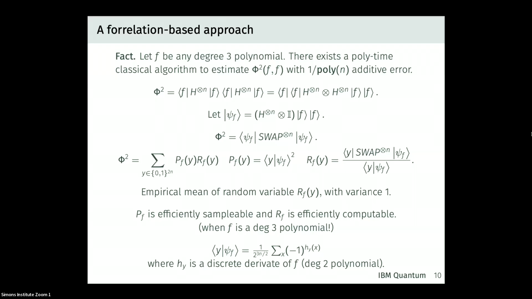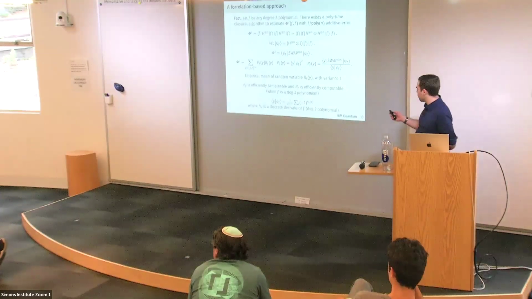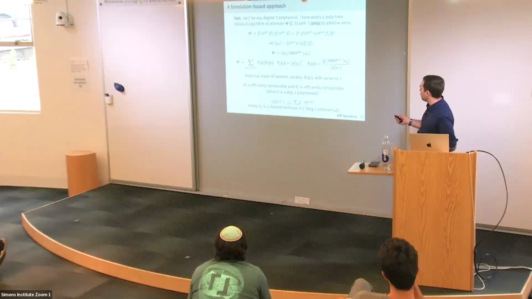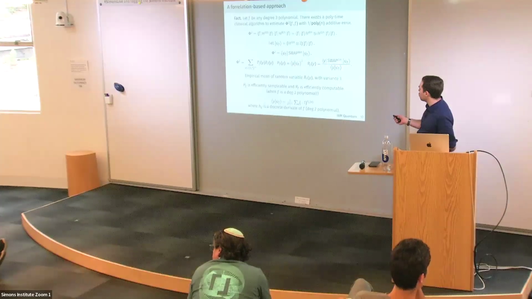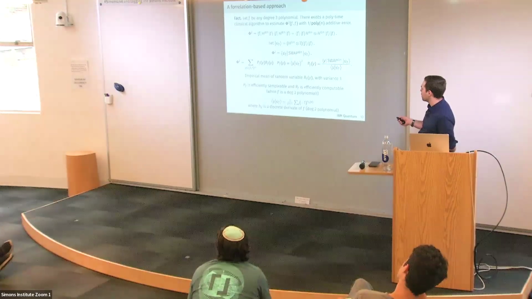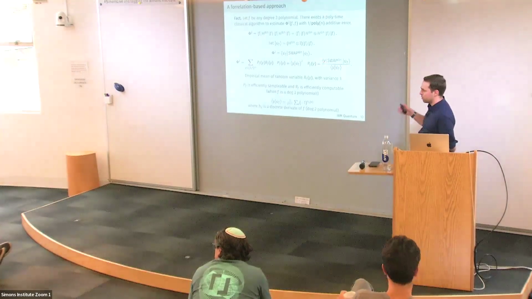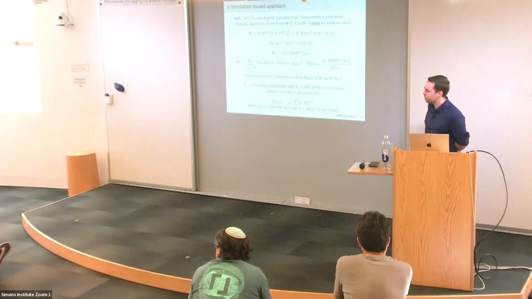Wait, just to be clear, so here you're using the degree 3 property both for sampling from P_f and to compute R_f? That's correct. Yeah, because to compute R_f, this still boils down to computing something like this, right? Because the swap, if I view it as acting on this state, it doesn't really do anything on the y. So you're really still computing just inner products between some basis vector and a state of the form psi_f.